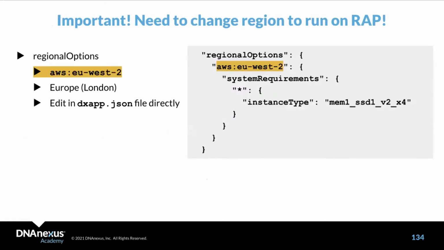What is very important is that currently you need to change your region in order to run it on the platform. So please change it just after your dxapp.json was generated, before building your applet. In case you forgot, there will be a very helpful error saying that you need to change your region. So you need to change it to aws:eu-west-2, which is Europe, London. And you can just edit your dxapp.json file directly for that.